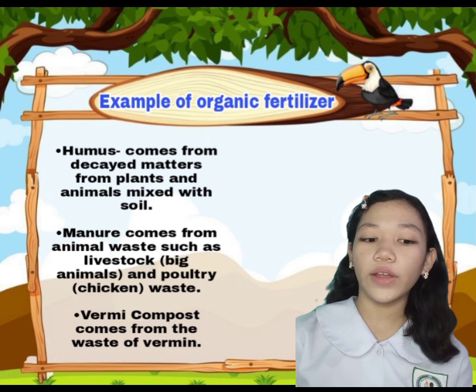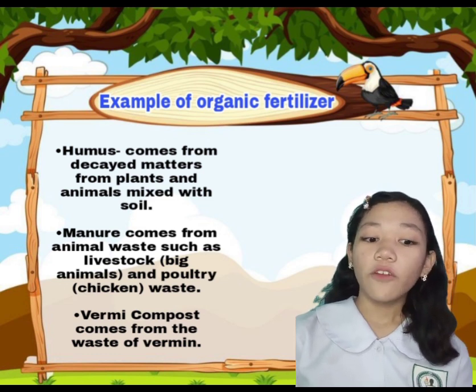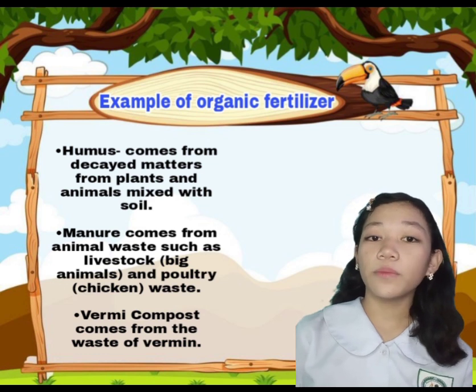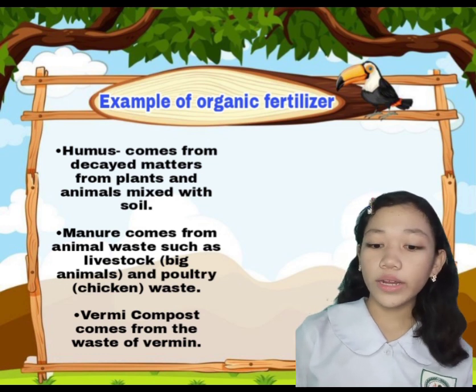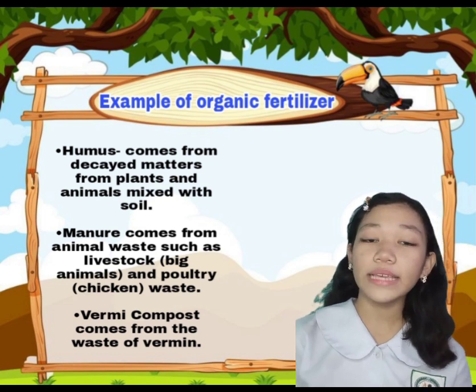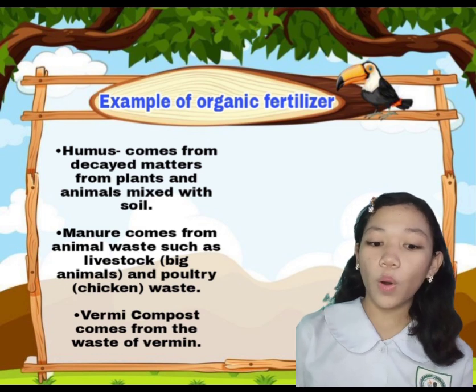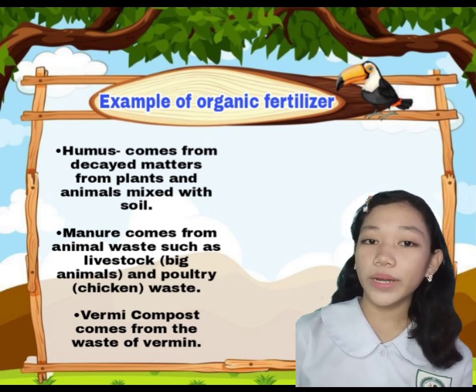Examples of organic fertilizer. Humus comes from decayed matter from plants and animals mixed with soil. Manure comes from animal waste such as livestock, or should I say big animals, and poultry chicken waste. Vermicompost comes from the waste of worms.